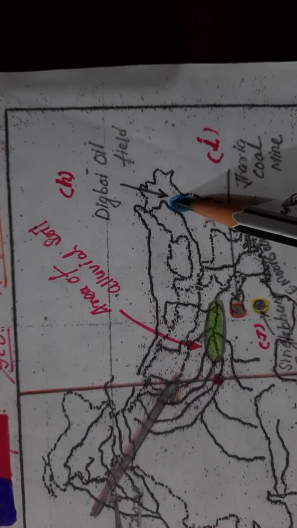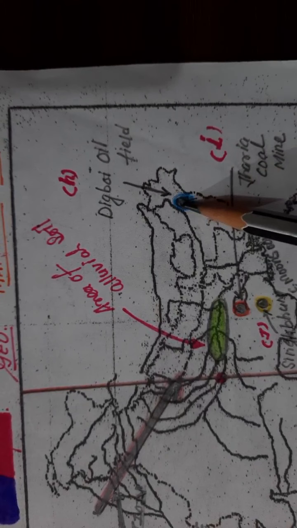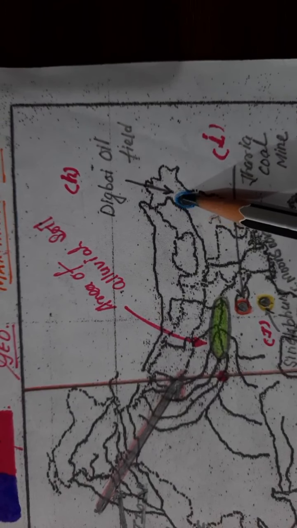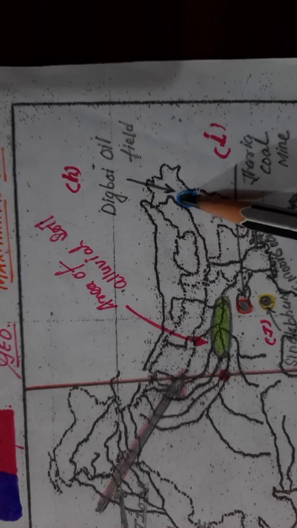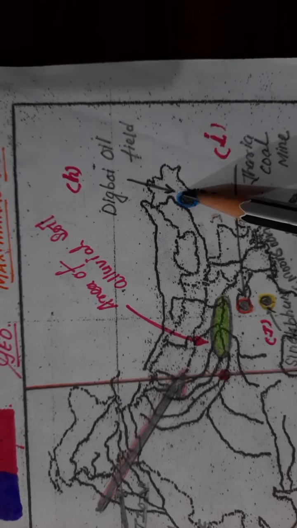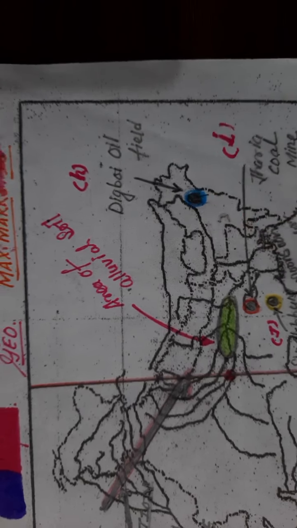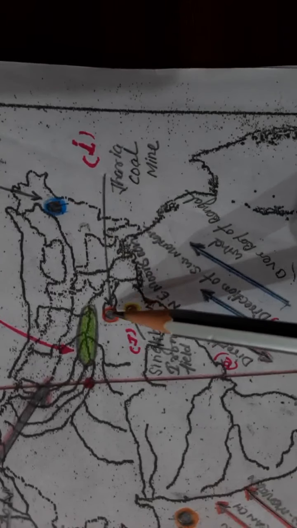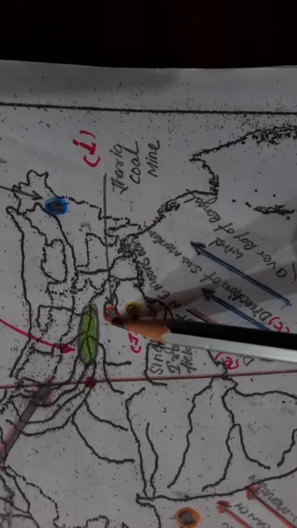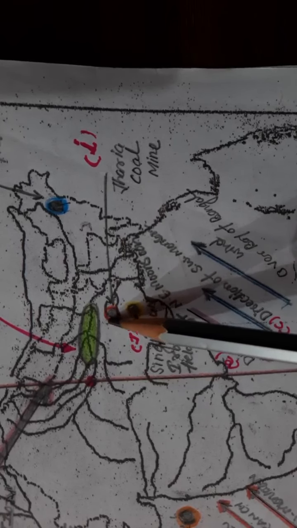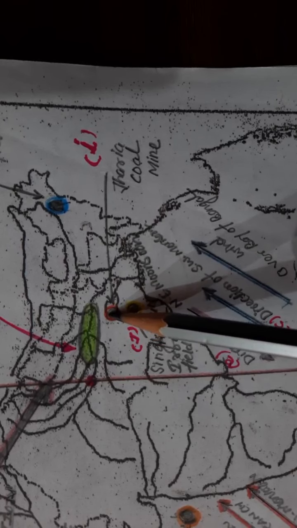Now next is the Digboy oil field. This is the Digboy oil field marked with a dot, thickened with a different color. So this is the Digboy oil field, one of the oldest oil fields in India. Another question on the Jharia coal field. So Jharia you can mark here. Near the Damodar river, in front of the Damodar river, you can mark this Jharia coal field.